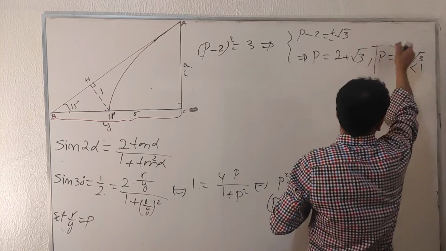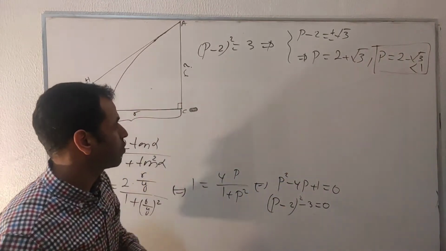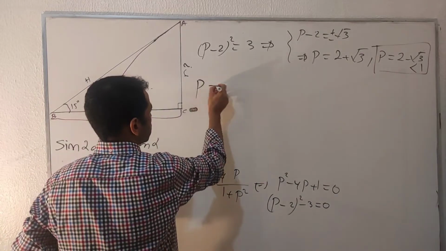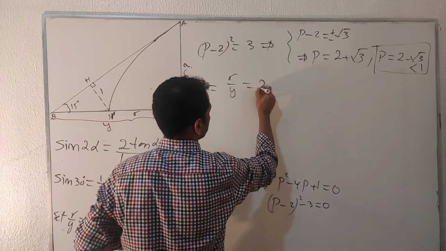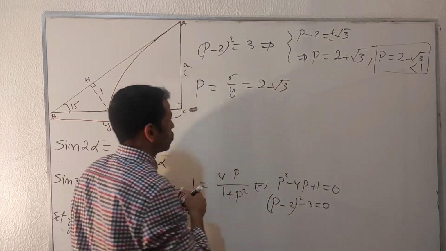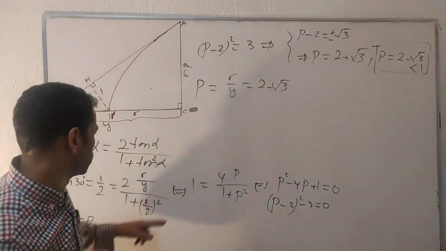So I'm going to take advantage of this value. I get p equals r over y equals 2 minus square root of 3. I'm going to use it in the next step.